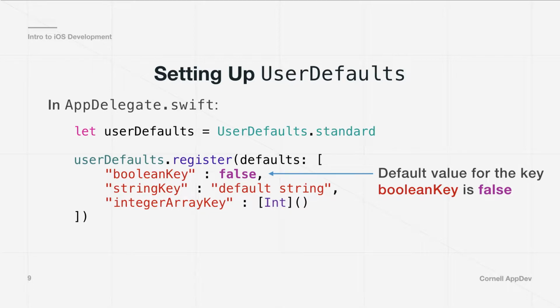The way user defaults works, it's like a database that stores key value pairs. If you see on the left-hand side of this dictionary, you have Boolean key. That's your key, and then the default value that I've set for this key is false. And then you can see how you can also store strings as well as ints, among many other things. And the last example is a default value of an empty integer array.